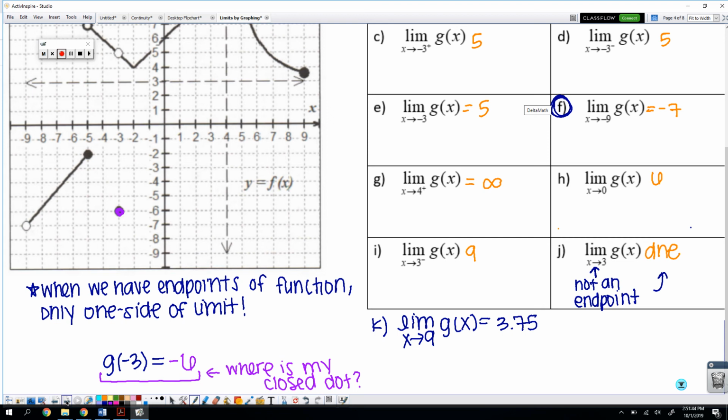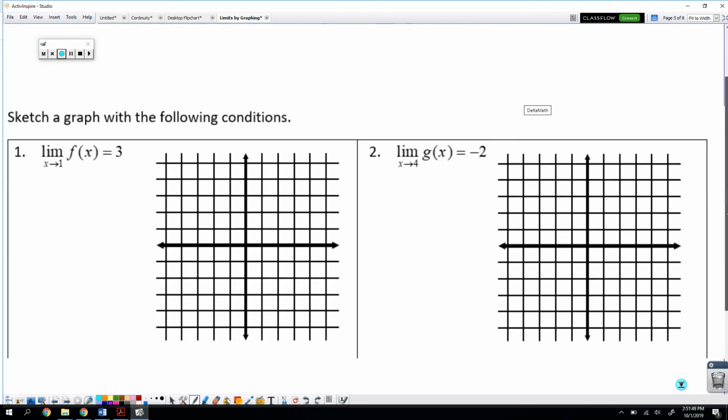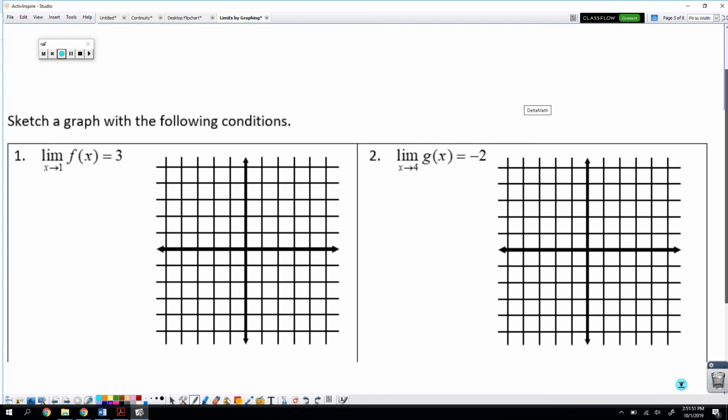All right, let's check out the next one. The next one asks you to sketch. These are my favorite ones. When you're sketching, you have a lot of options. What you're saying is that you need it to head somewhere, but it doesn't have to be there. It doesn't have to have a closed dot there, but it has to head in that direction. So as I approach 1, I need to be at 3. One way to remember that is that (1, 3) is a point of significance. We have to make sure that we get there or near there. We don't have to have an open or a closed circle. It could really be anything.